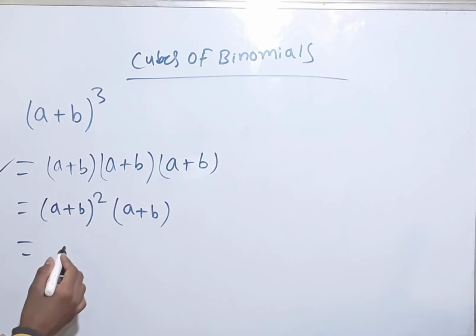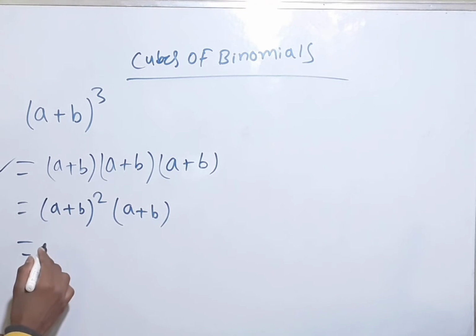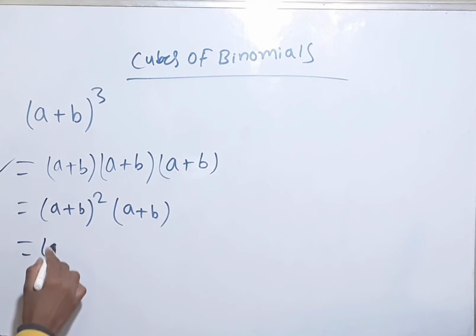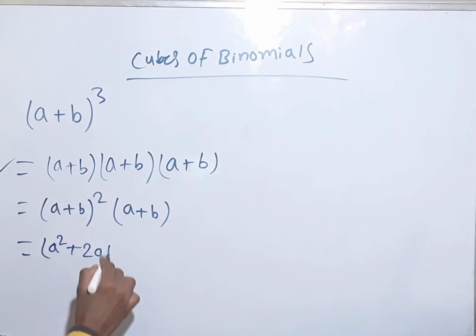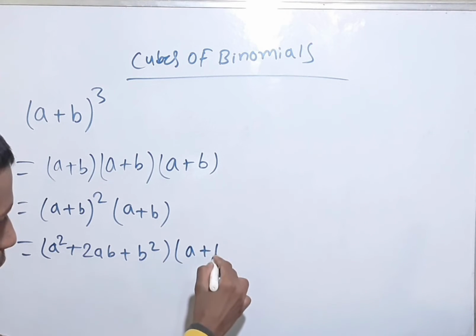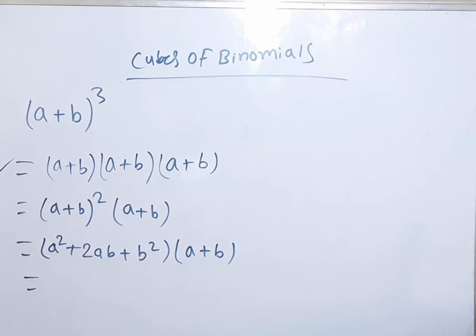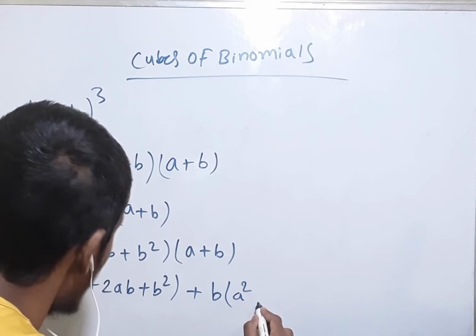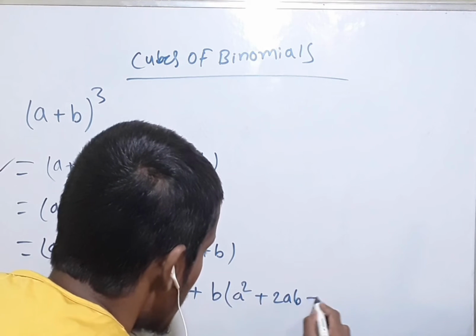Now, what you have to do here is use the formula that we have learned previously. So this will be a squared plus 2ab plus b squared, now times a plus b. The best thing to do here would be to distribute. So I'm going to multiply a times a squared plus 2ab plus b squared, and then plus b distributed into the whole a squared plus 2ab plus b squared.